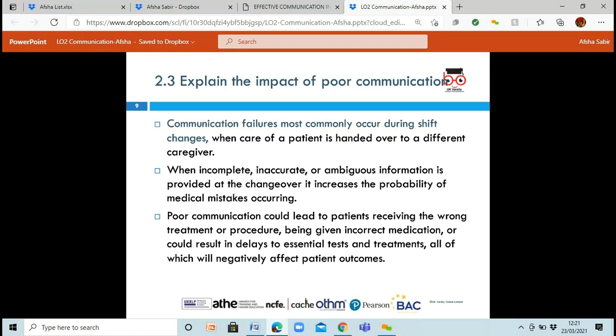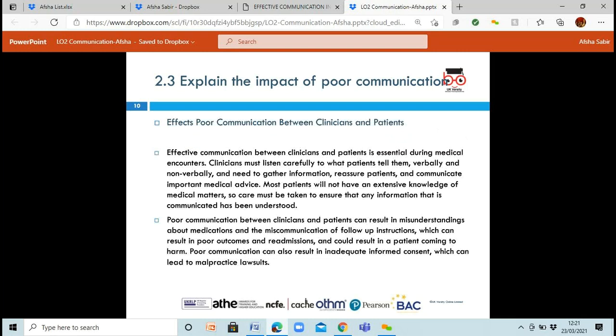So it leads on to the patient receiving the wrong treatments or the wrong procedures, they're getting given incorrect medication, and results are delayed, tests are delayed, the treatment isn't given at the right time. So all of these are the impact of poor communication. So that was just a basis in general.